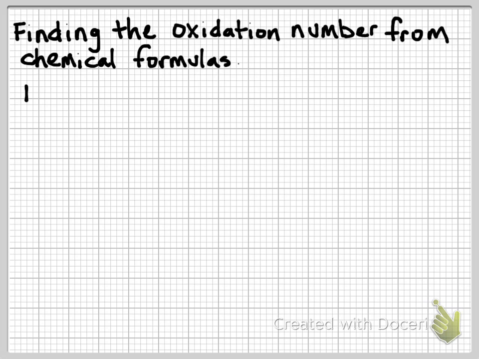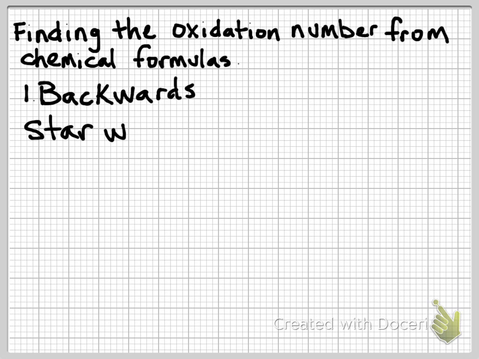formula, first thing you're going to work backwards. I'm just going to summarize backwards. For me, that means I'm going to start with the negative atom in the formula. Okay, and then I'm going to work backwards. You're always going to know the negative charge, the negative oxidation number.